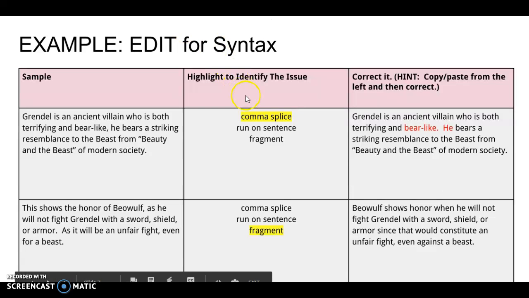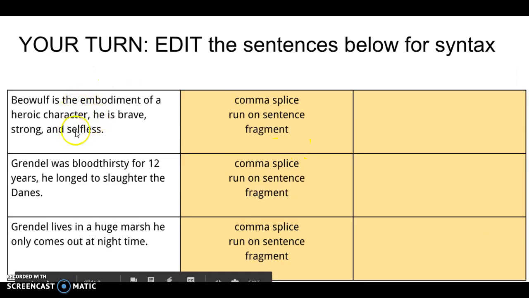Okay, so as you go through this, you are going to look at these examples, identify what type of error is occurring in the sentence, and then you're going to revise it here in this section. If you have any questions at all of what you're supposed to do for this, don't hesitate to reach out.